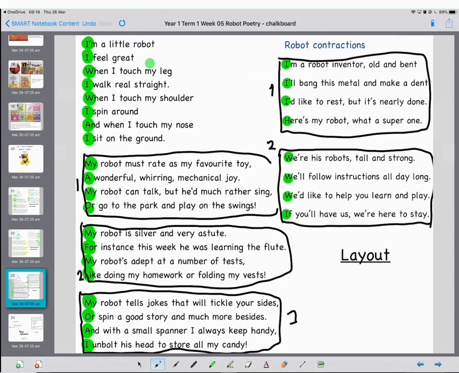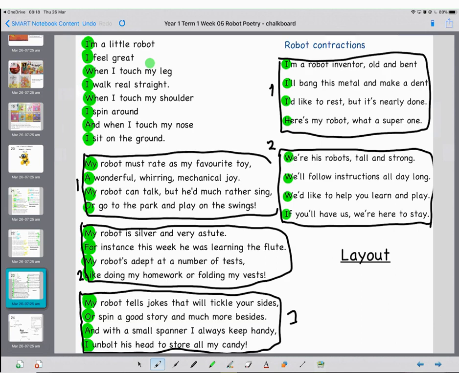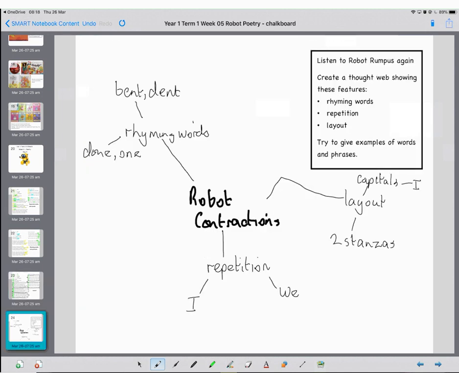Repetition, I'd have I, and I'd also have we. And the layout, I put there's 2 stanzas. I'm going to spell stanzas for you. If you want to use verses, that's okay, but stanzas is the correct English term. And also, I'd put capitals. And I could give examples of those by putting I'm, I'll, etc. And that's what a thought web looks like.